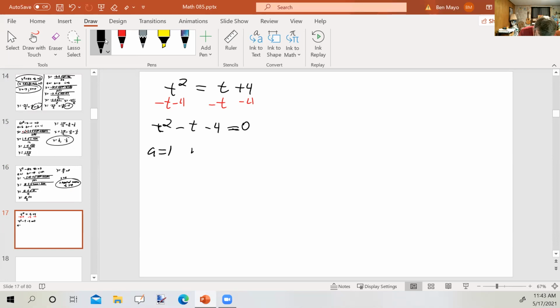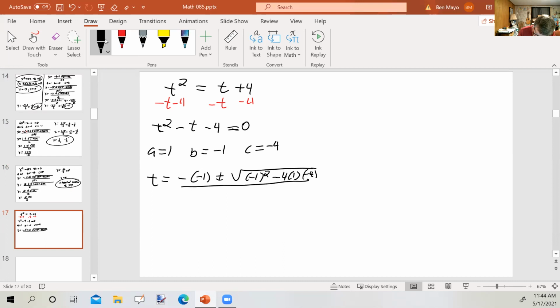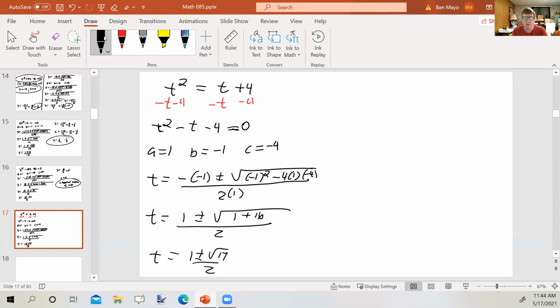So a is 1, b is -1, c is -4. T equals -b plus or minus the square root of b squared minus 4ac all over 2a. T equals 1 plus or minus the square root of 1 plus 16 all over 2. T equals 1 plus or minus the square root of 17 all over 2. Now, the square root of 17 is irrational. It doesn't break down. We can't simplify the radical.